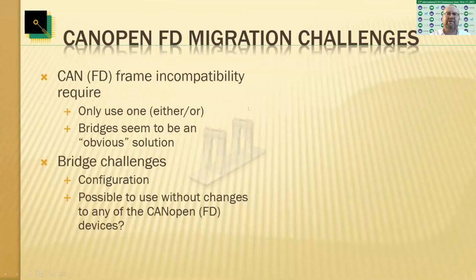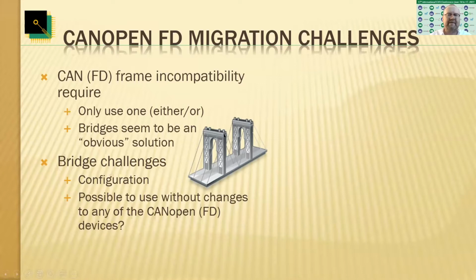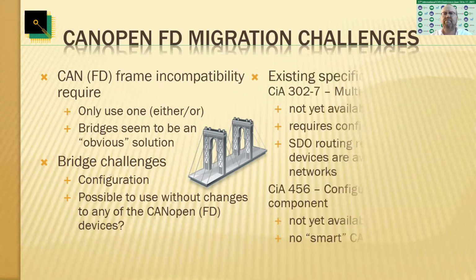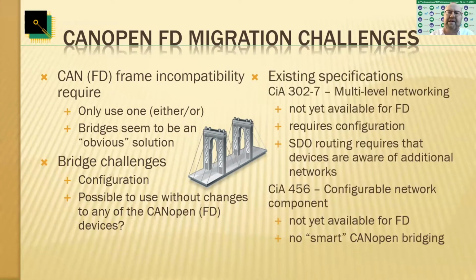The original challenges, of course, were the frame incompatibility, so that we cannot run the same CAN FD frame on a pure classical CAN network. Also, one of the challenges with bridges is always the configuration. Here we also wanted to see if we can get away with a smart bridge that, just by listening to the traffic, can configure itself, so that we do not need to start a lengthy configuration process for such a bridge. Of course, there are some existing specifications when it comes to bridges. Some of them are listed here just for reference.